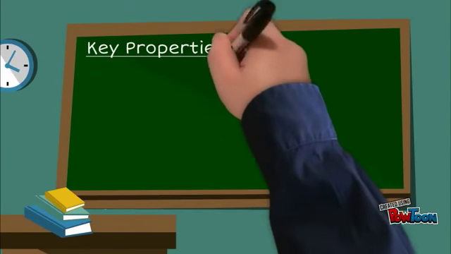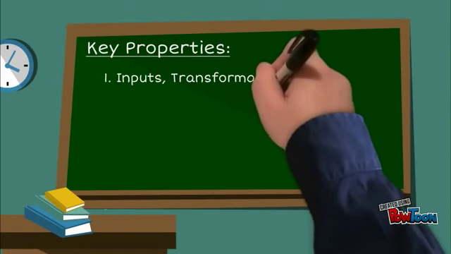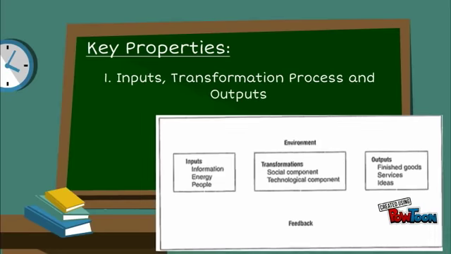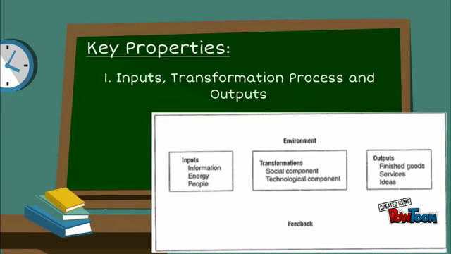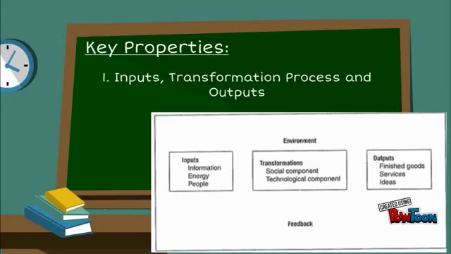There are 5 key properties of the open systems perspective. The first key property is the organization's inputs, the transformation process, and outputs. Organizational inputs include human, financial, physical, and information resources, as well as any other resource that goes into an organization's systems. These inputs are usually obtained from an organization's external environment. Inputs are followed by the transformation process, which refers to the process of converting inputs into outputs, and includes the internal operation of the organization that consists of both social and technological components.